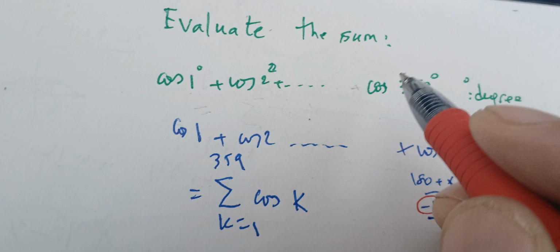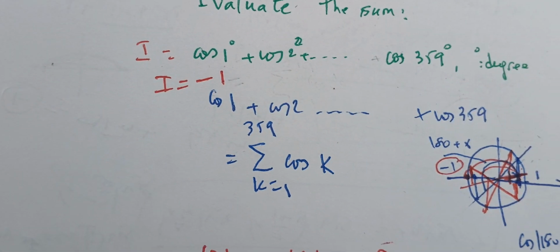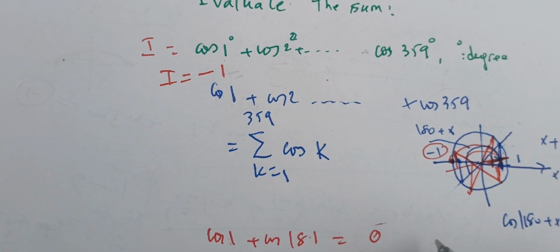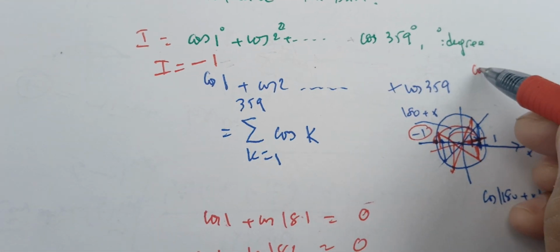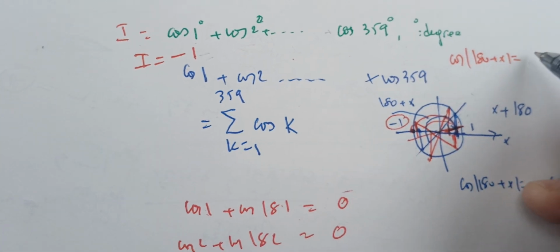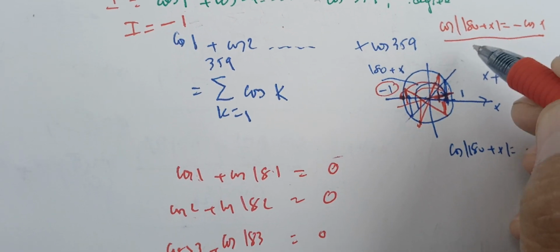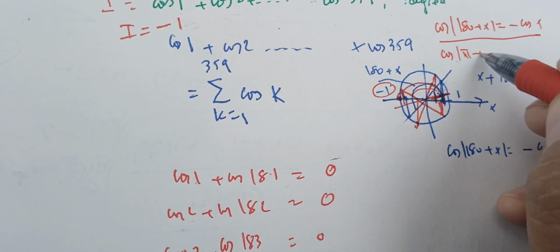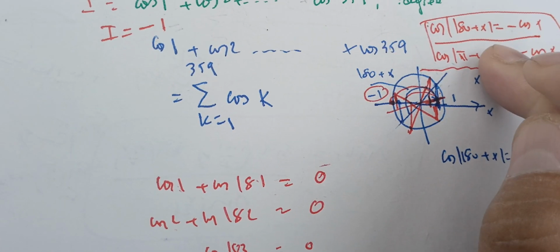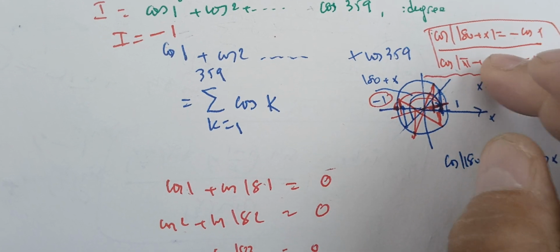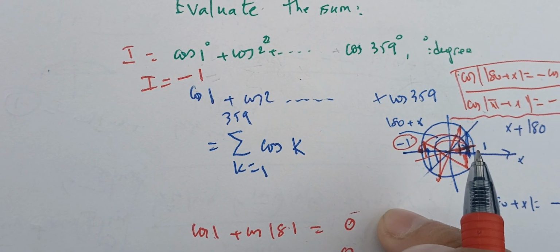Therefore, using this idea, this sum, let's call it I, is simply minus 1. This idea simplifies a lot of computations. Here I used the fact that cosine of 180 degrees plus x is minus cosine x, which is the same as cosine of pi plus x is minus cosine x that we use a lot. We know the proof of this one, we have proved it. Here we have used it in practice, and therefore this sum is minus 1.